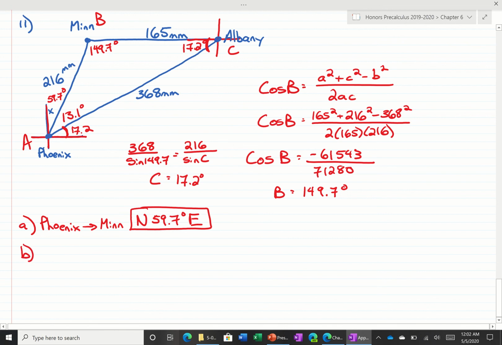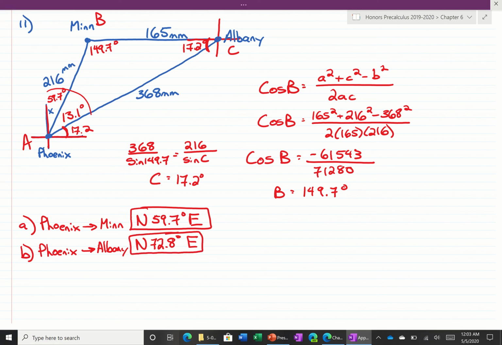And then for part B, it's asking us to find the bearing of Albany from Phoenix. So we're going from Phoenix to Albany. And from Phoenix to Albany, that would be this angle right here. So we're going north, and then we're going east, but we have to do 59.7 plus 13.1, and that's 72.8 degrees.